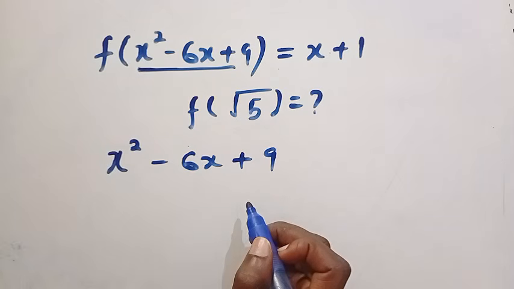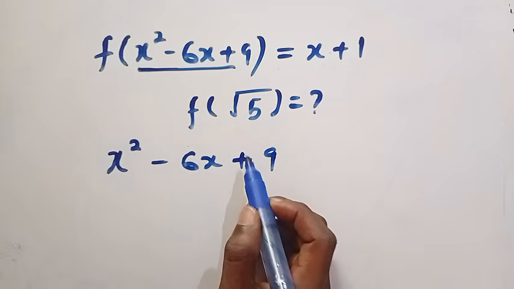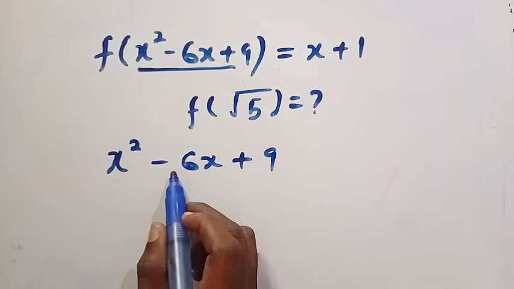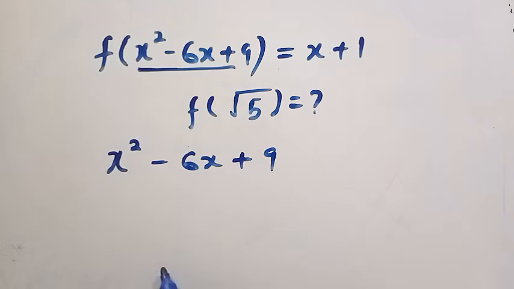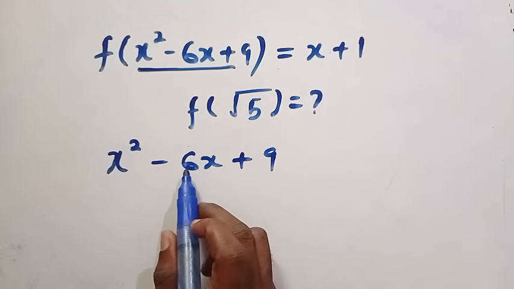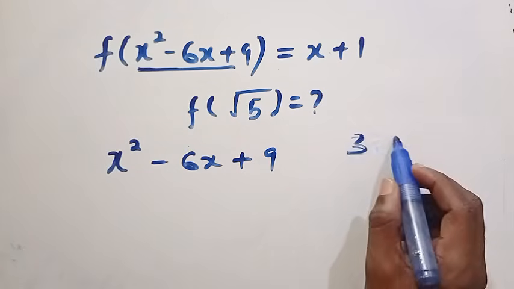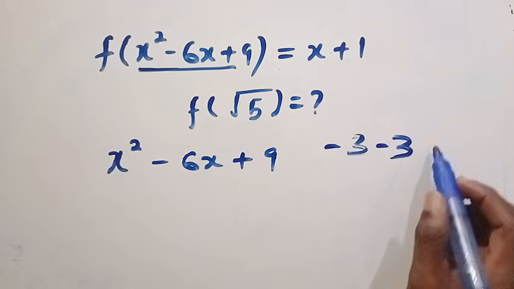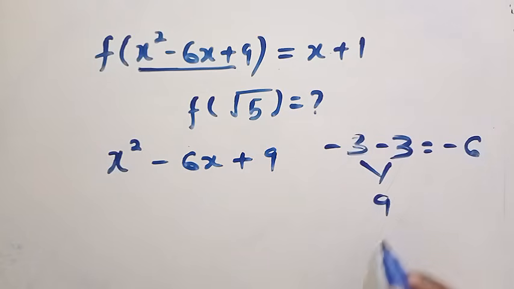And let's see how we can get to finding f of root 5, which means the answer here might be more than 1. If you have x squared minus 6x plus 9, suppose I want to factorize this. Looking for two numbers whose sum will be minus 6 and product will be 9. Let's say I consider 3 and 3, or let's say minus 3 and minus 3. This one gives us minus 6, and if we multiply them together, it gives us 9.